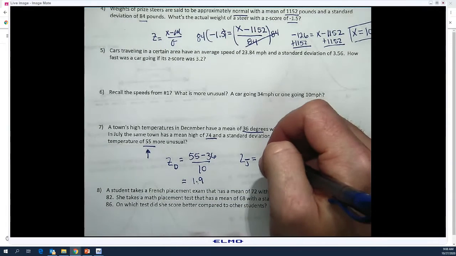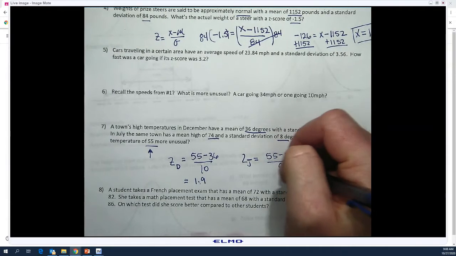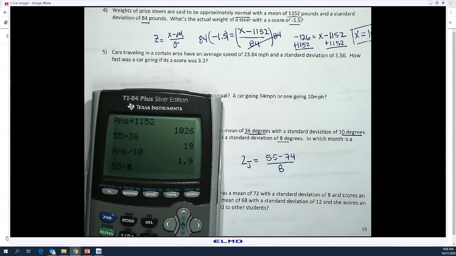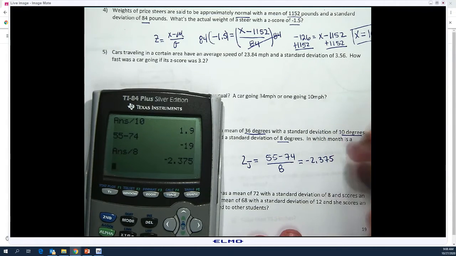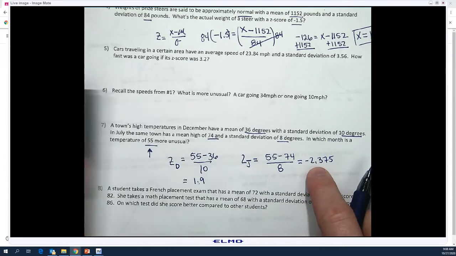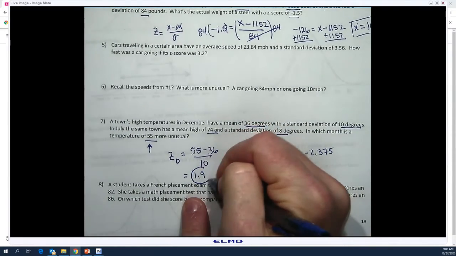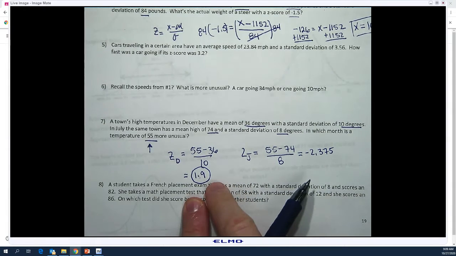In July, 55 degrees minus 74 over 8. So we're going to do 55 minus 74 divided by 8 is negative 2.375. It is more than 2 deviations below the mean. So it turns out it's far more likely to occur in December because it's closer to the average, relatively.